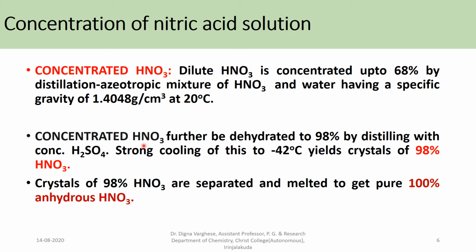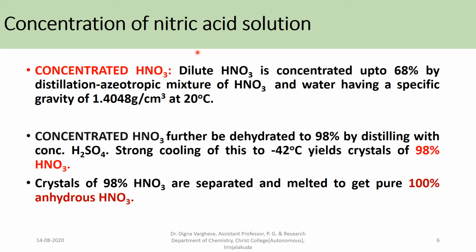This concentrated nitric acid, that is 68% concentrated nitric acid, is further dehydrated to 98% by distilling with concentrated sulfuric acid. We know concentrated sulfuric acid is a dehydrating agent. Strong cooling of this mixture to -42 degrees Celsius yields crystals of 98% nitric acid. Crystals of 98% nitric acid are separated and melted to get pure 100% anhydrous nitric acid.